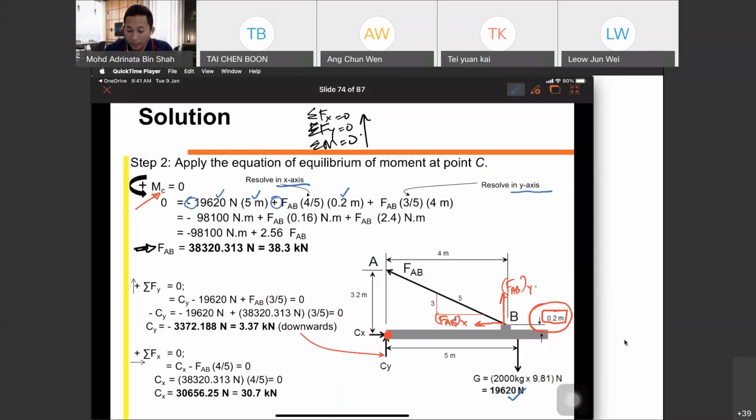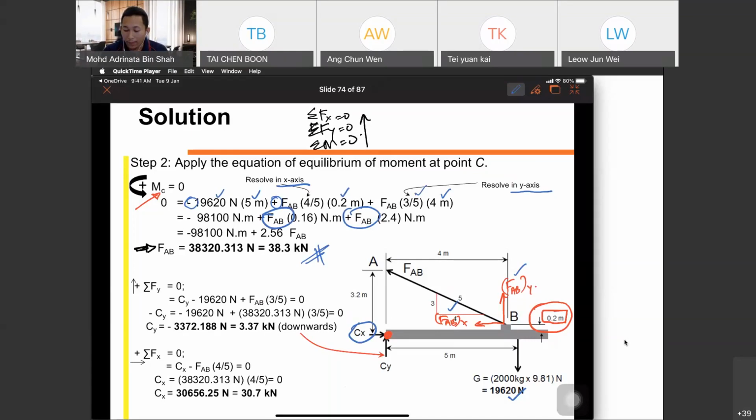And then settle this, and then dah habis lah. Okay, so ini dah settle distance 4 meter. Okay, you can solve your FAB and get your answer. Next, FY. So for FY, we have CXY.